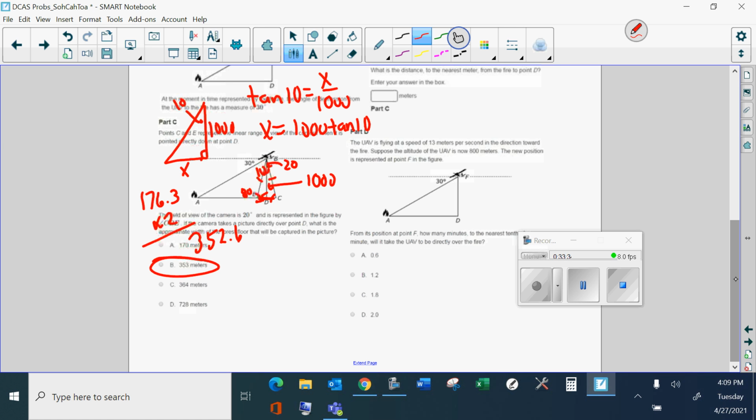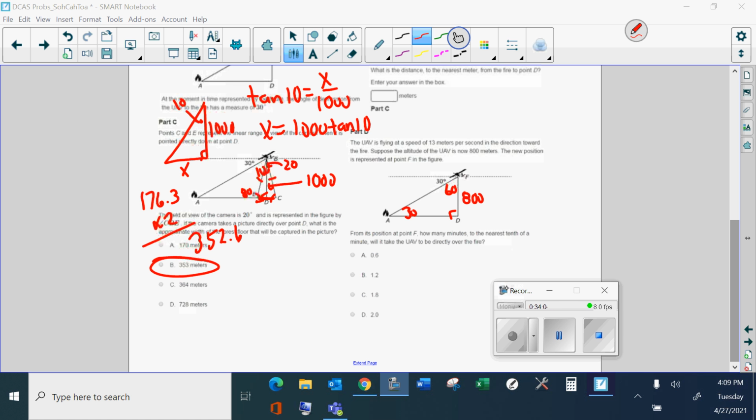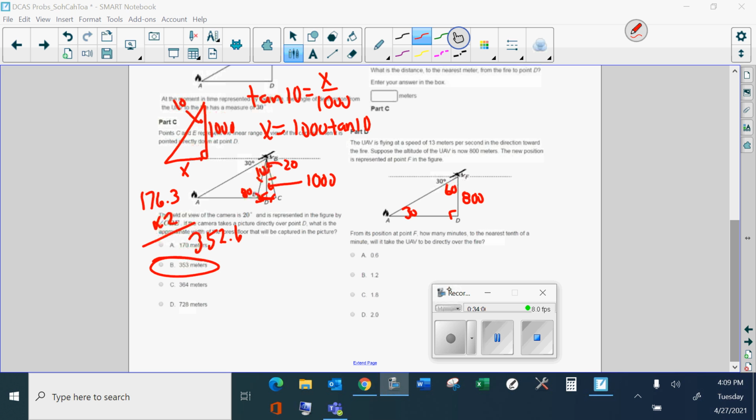Okay, it's flying at a speed of 13 meters per second in the direction toward the fire. 30 degrees there, 30 degrees there, so that makes it 60. Suppose the altitude of the UAV is now 800. So there's your altitude, 800. The new position represented at point F in the figure. From its position at point F, how many minutes to the nearest tenth of a minute will it take the UAV to be directly over the fire?